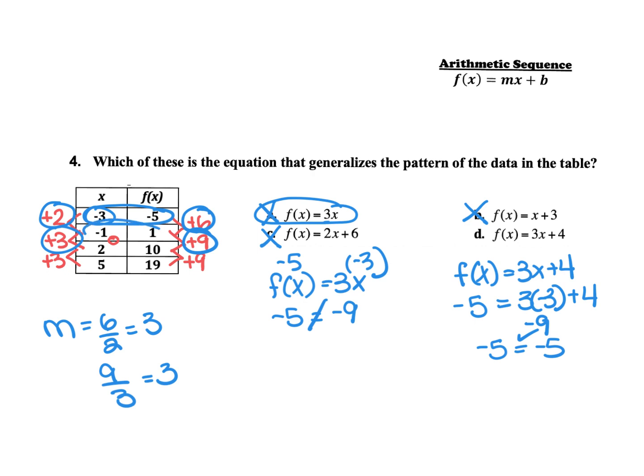Let's maybe do this one right here. 1 and negative 1. Well, 3 times negative 1 is negative 3 plus 4. Is that equal to 1? Yes. So we know that the formula for this pattern is f of x is equal to 3x plus 4.